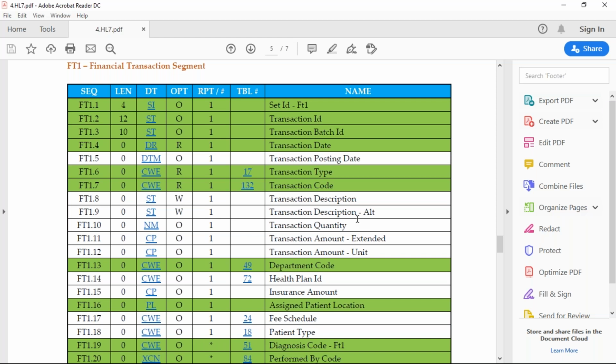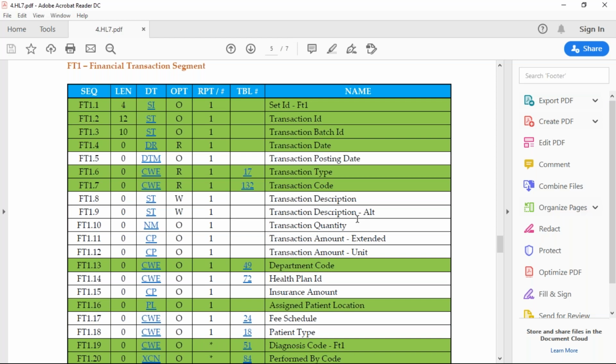We have seen that appointment had a unique ID, patients has a unique ID. In the same way, charges that are going to be generated will have a unique ID that is called the transaction ID. And that plays a major role in identifying each and every transaction that is getting generated from the PM system.